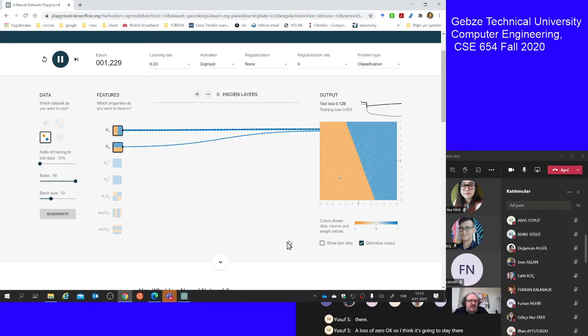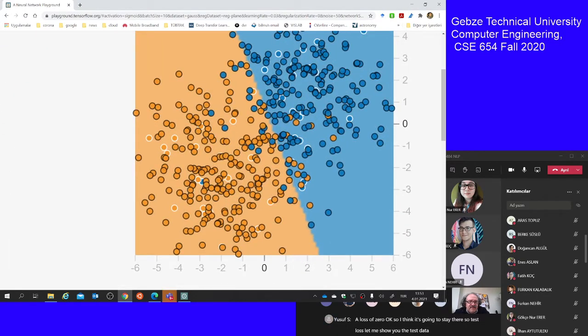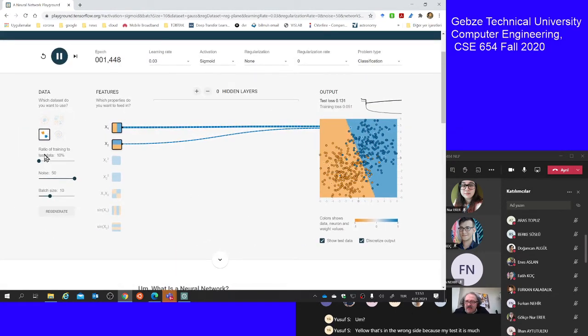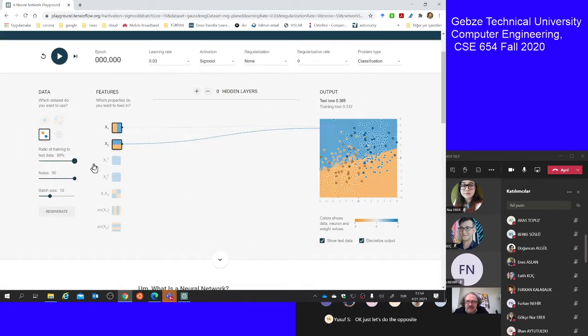So test loss, let me show you the test data. Test data is like this. As you see, there are many blue dots and yellow dots on the wrong side, because my test data is much more than the training data. Okay, let's do the opposite like that and run it again.